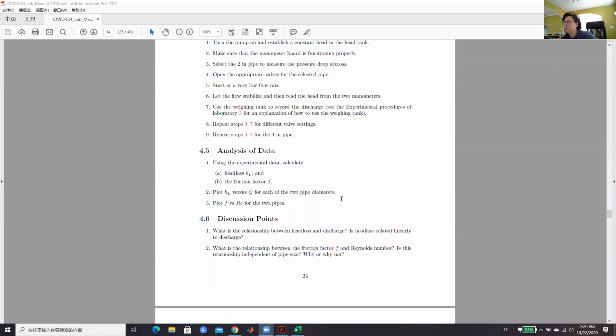So the analysis of data is pretty simple this time. Using the experimental data, calculate the head loss. I already told you how to do it. And the friction factor F, right? You have the head loss, you have everything on the right-hand side of the equation but the F. So you just move the rest of the equation, L over D times V squared over 2g, to the left side. You're able to calculate this F.